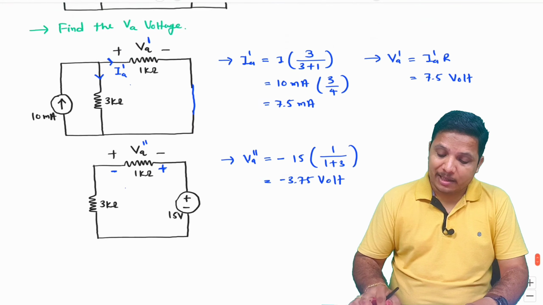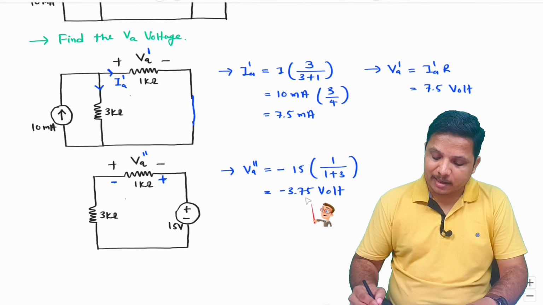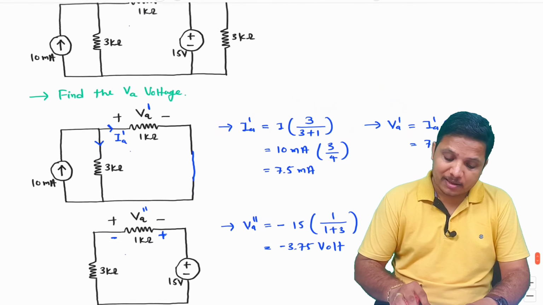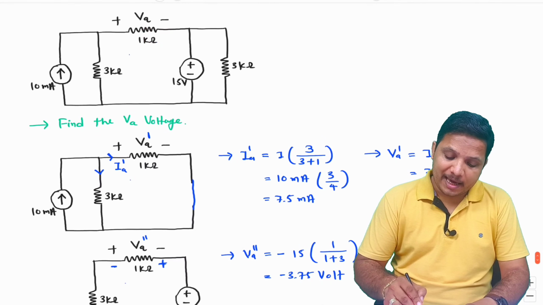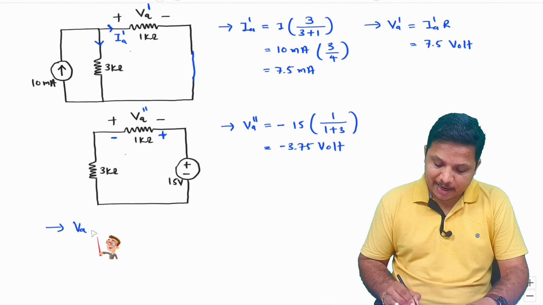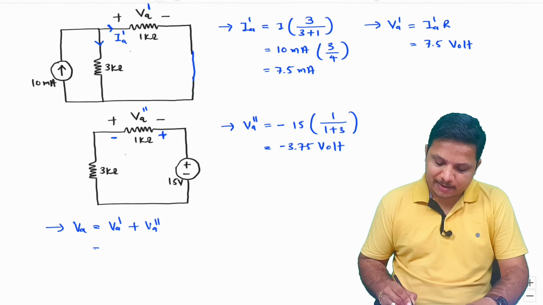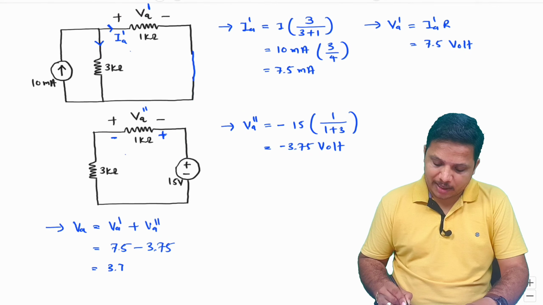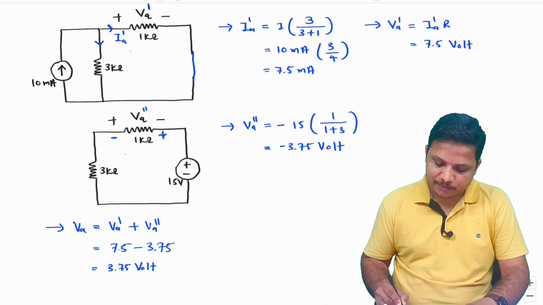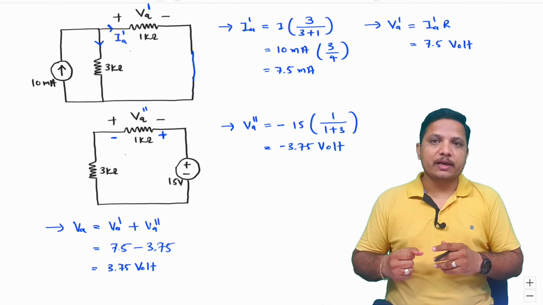So now we got the value of VA dash as 7.5 volts and VA double dash as minus 3.75 volts, right? So the total VA will be the algebraic sum, and I can say the resultant VA is VA dash plus VA double dash, and that will be 7.5 minus 3.75, which makes it 3.75 volts. So this is how simply we can solve a question based on the superposition theorem.